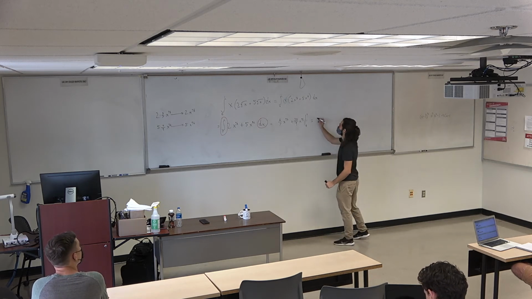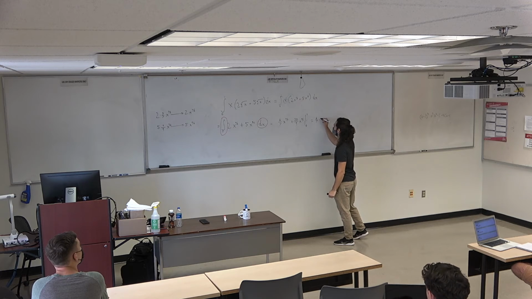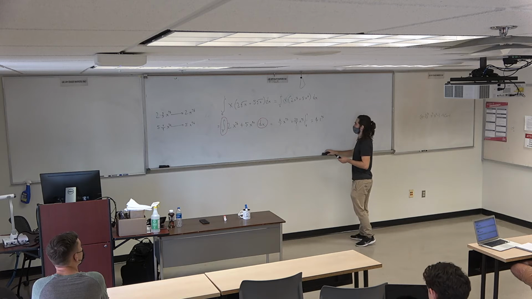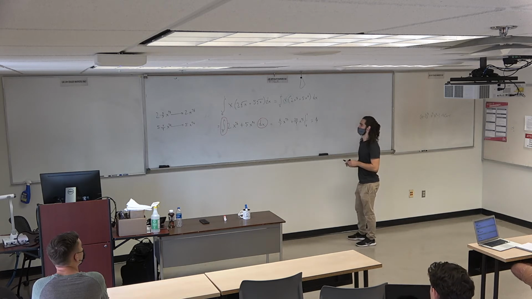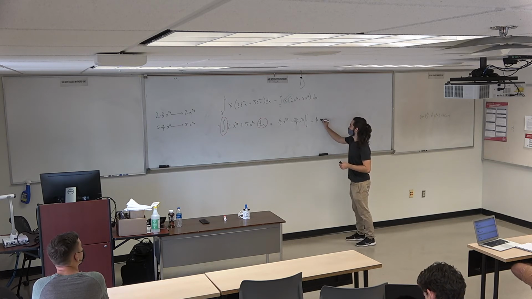Plugging in 1, you get 6/7 times 1 to the 7/3. But 1 to the 7/3 is just 1, so that's great. All right, 1 to the anything is just 1, so we don't have to worry about what the powers are. And then 20/9 times 1 as well, right?